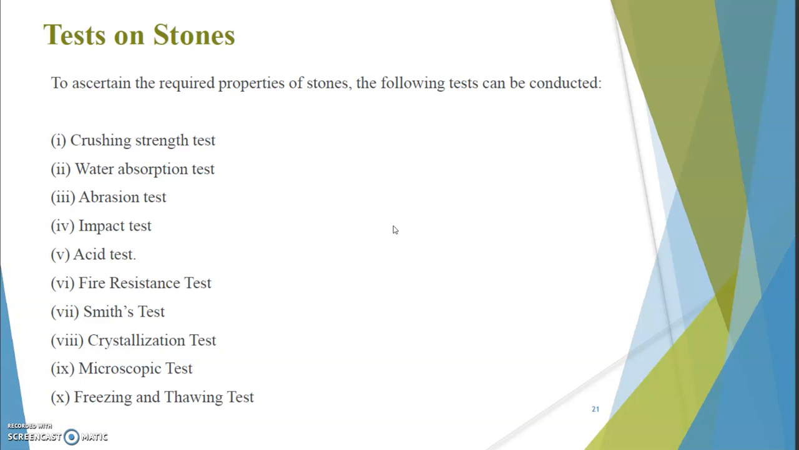How are people doing it? Normally, people prefer HCl, hydrochloric acid. Then they immerse your stone in that acid for a particular period of time. Before and after the immersion, they study the physical changes that happened in the structure of the stone. In that way, they can understand the acid resistance capacity of the particular stone sample. Then fire resistance, then the Smith test.